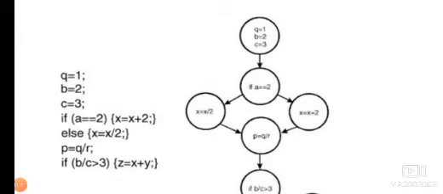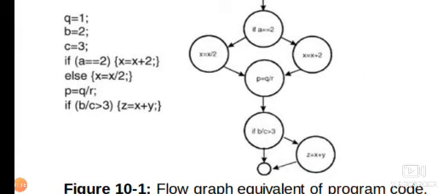Then we have the next condition, another if: if b by c is greater than c, z is equal to z plus y. So there we have this condition again, and we have one alternative. If that condition is true, I do z is equal to z plus y, and I have no else part there. So I have a stop over there. So this is the code and that is the corresponding flow graph notation.